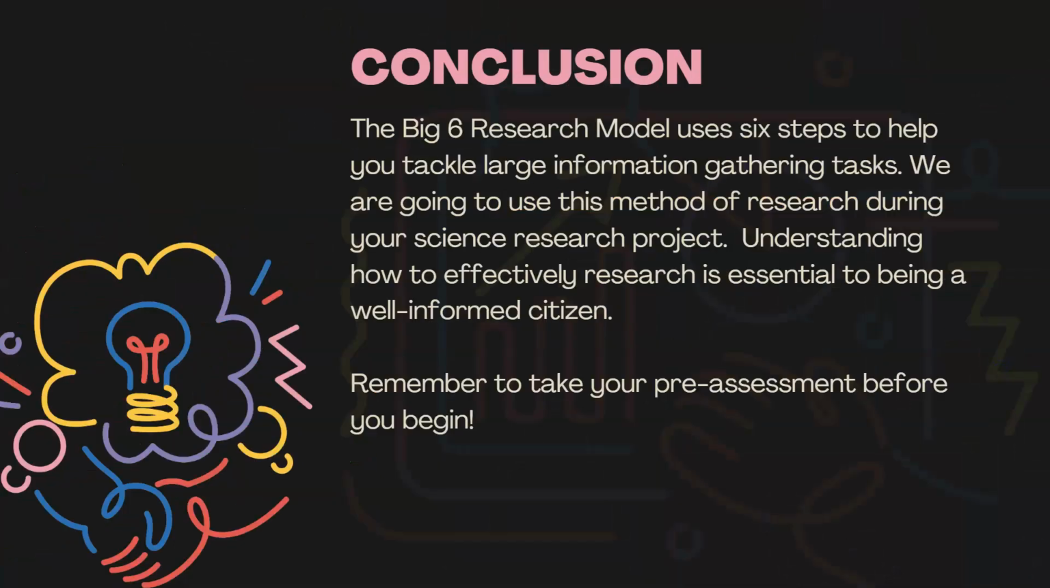So once again, the Big 6 research model uses 6 steps to help us tackle large information gathering tasks. We are going to use this method of research during our science research projects. Understanding how to effectively research is essential to being a well-informed citizen. Remember, we want to be productive members of our society. To do that, we have to be well-informed. We need to know, is this piece of information biased or is it accurate? Okay, so before we get started though, please remember to take your pre-assessment before you begin.